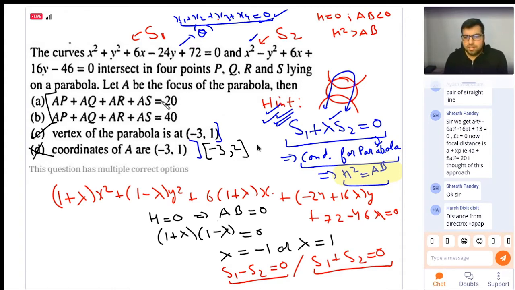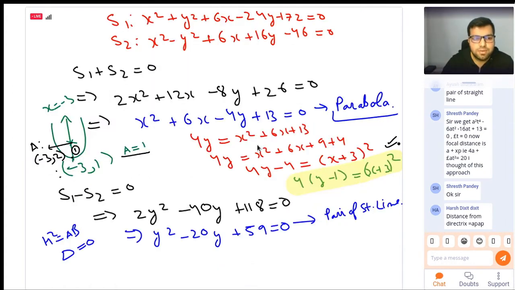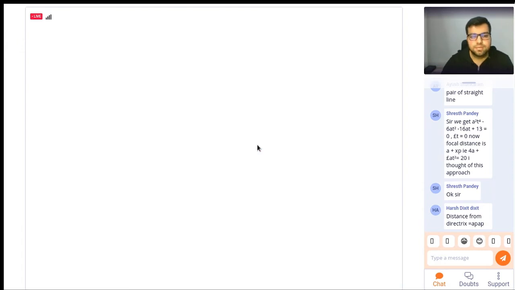Correct. So Harsh, distance from directrix is distance from focus, and this will help us to answer this. Very nice, very nice. So you're going the right way. So for the first and second option, let me draw the diagram that will help. Diagram से इसमें पता चलेगा.